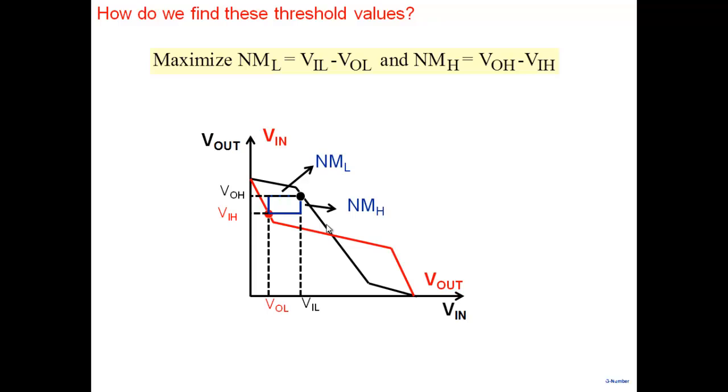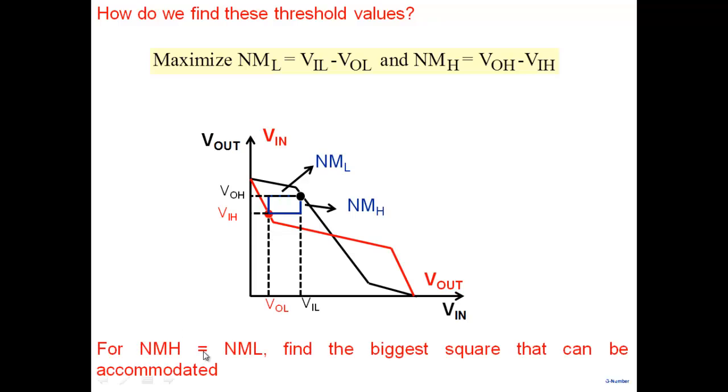What is your goal now? How should I choose this point and this point? Goal is to make NML as large as possible, NMH as large as possible, and NML equal to NMH. So when you make NML equal to NMH, what are you talking about? A square, right? The two sides are the same. NML equal to NMH means a square. So you're trying to find these 2 points in such a way that you can find the biggest square that can be accommodated here. What is the largest square that you can fit in there?